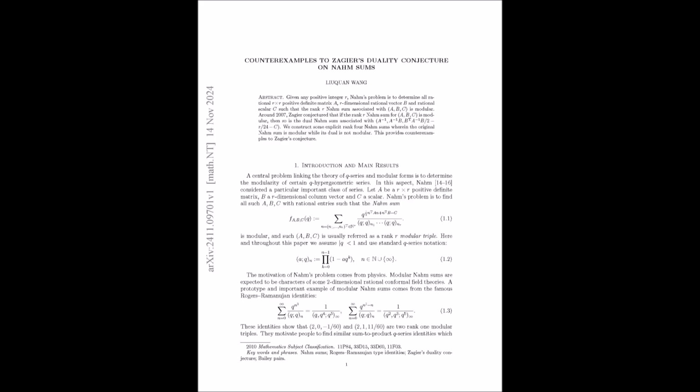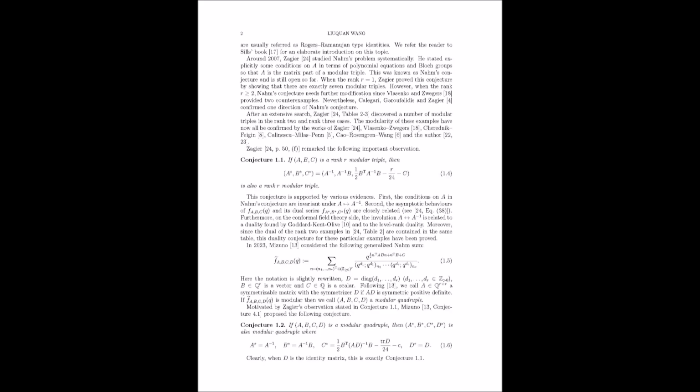We start with non-modular dual generalized Nahm sums, transform them, and end up with modular standard Nahm sums. How does that contradict Zagier's conjecture? Let's recall what Zagier's conjecture states. It posits that if a Nahm sum is modular, its dual should also be modular. This implies a kind of symmetry or mirroring in terms of modularity. Right, the modularity mirror. Precisely.